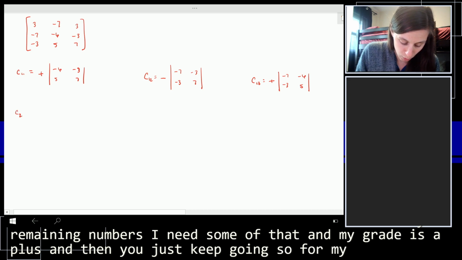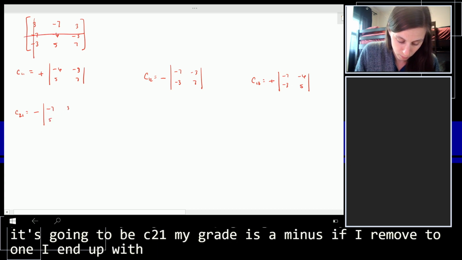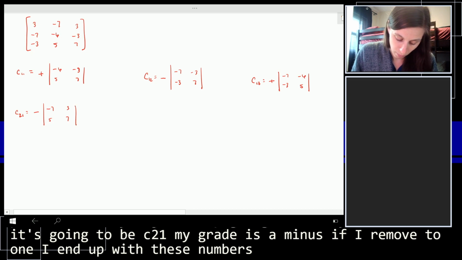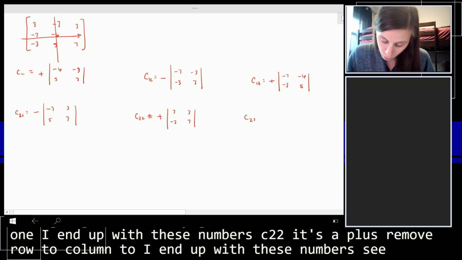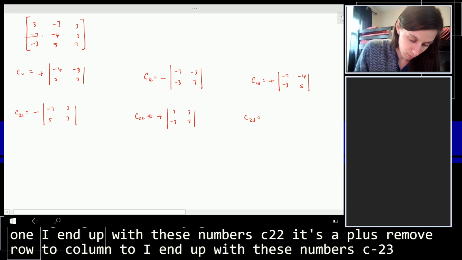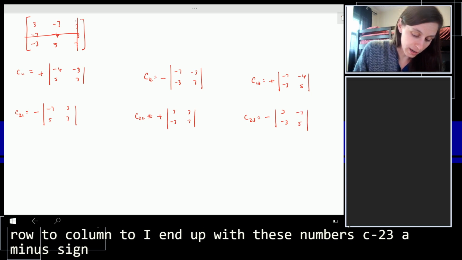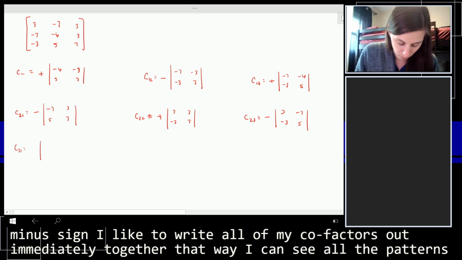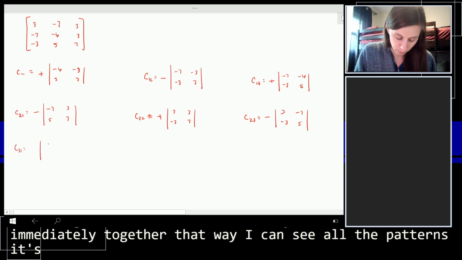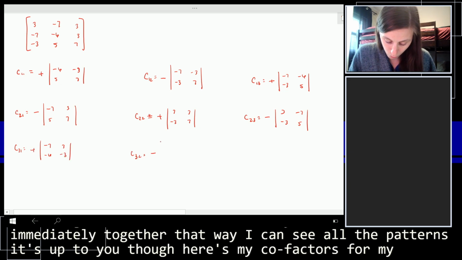So for my next row, it's going to be C21. My grid is a minus. If I remove 2, 1, I end up with these numbers. C22, it's a plus. Remove row 2, column 2. I end up with these numbers. C23, a minus sign. I like to write all of my cofactors out immediately together. That way I can see all the patterns. It's up to you though. And here's my cofactors for my last row.